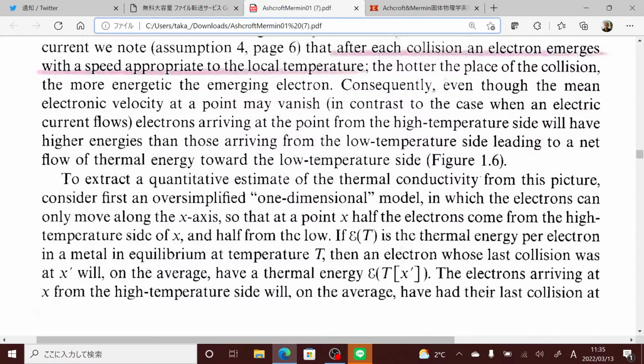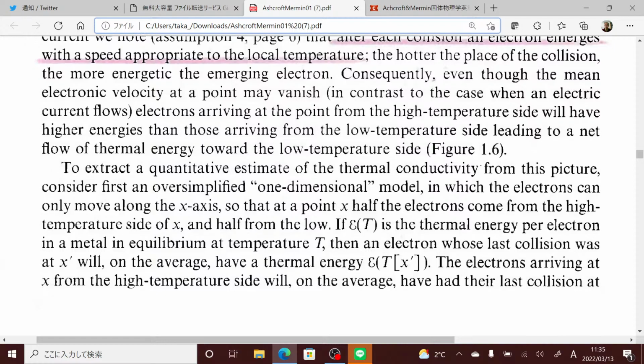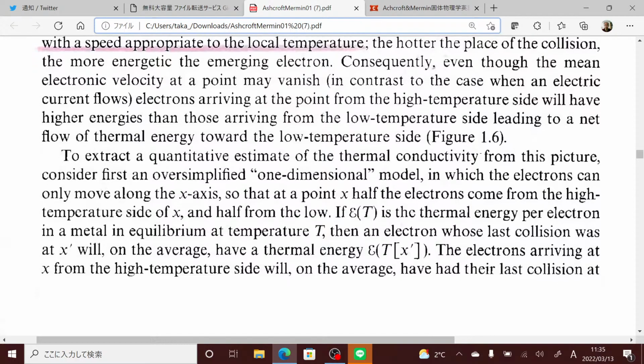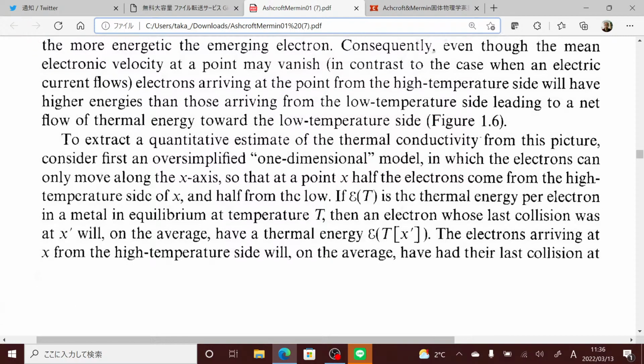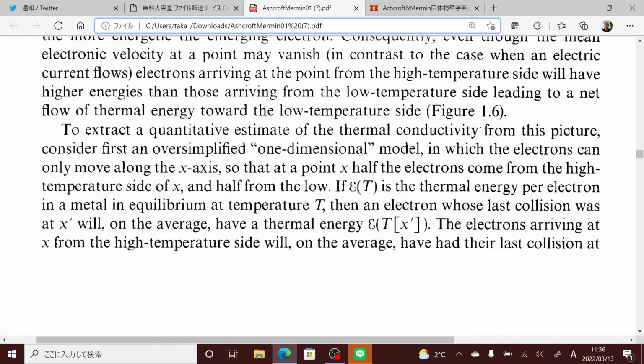The hotter the place of the collision, the more energetic the emerging electron. Consequently, even though the mean electronic velocity at a point may vanish, in contrast to the case where an electric current flows, electrons arriving at the point from the higher temperature side will have higher energies than those arriving from the lower temperature side, leading to a net flow of thermal energy toward the low temperature side.